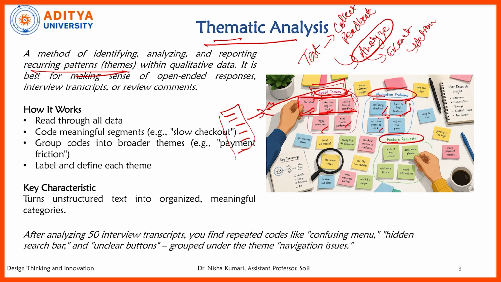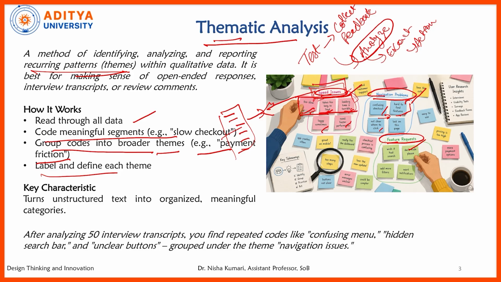So how does it work? First we go through the entire data. We read the data, and then we give meaningful segmentation, or you can say a meaningful theme name, to it, such as slow checkout. Here we mentioned speed issues, navigation problem, and feature request. After that, the codes go to the broader theme, such as payment friction, and then we label and define each and every theme.